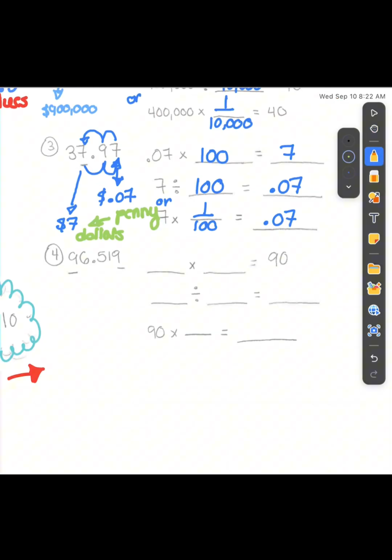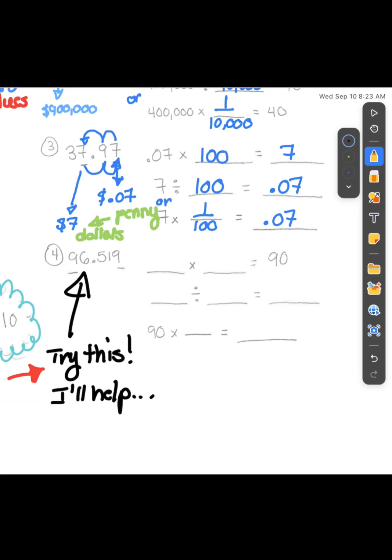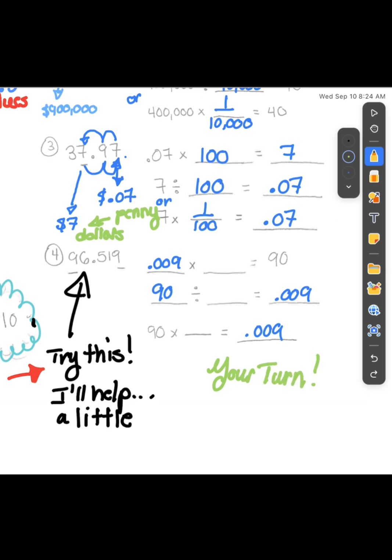Now this last one, you're going to work on with the people in your group. Then you're going to check your work versus mine. I'm going to help you set it up a little bit. You're going to start with 9 thousandths. You're going to say, okay, 9 thousandths times what is 90? Or you have to work it the other way. 90 divided by what is 9 thousandths? Or 90 times what is 9 thousandths? So work on this with the people in your group. See what you get. Then check your work versus mine.